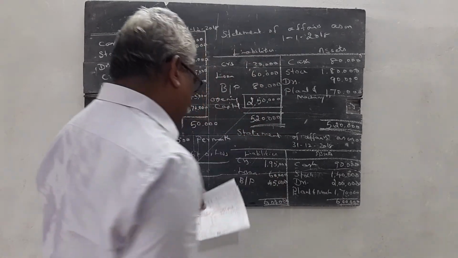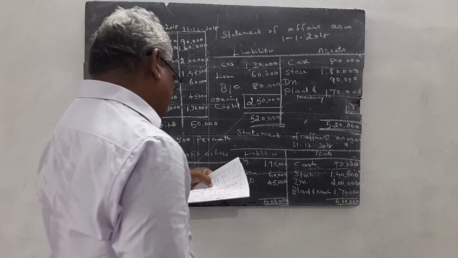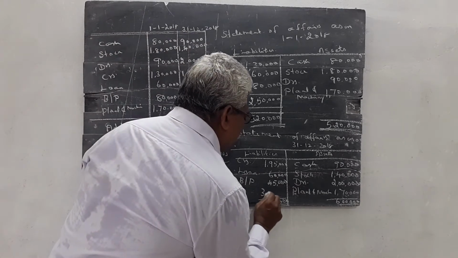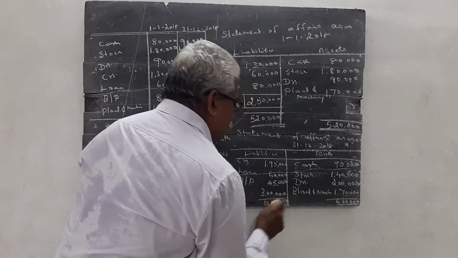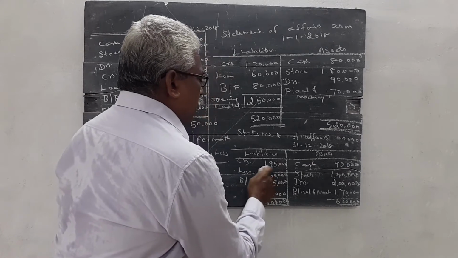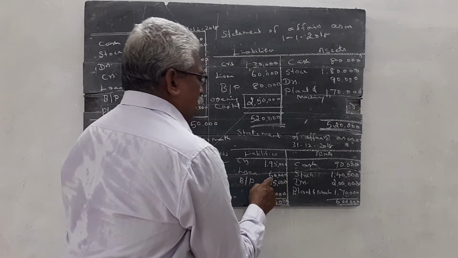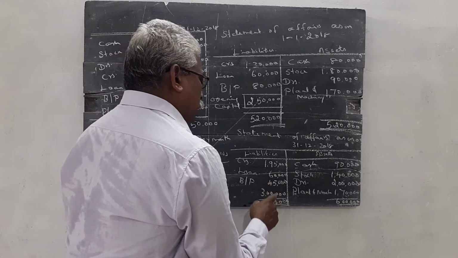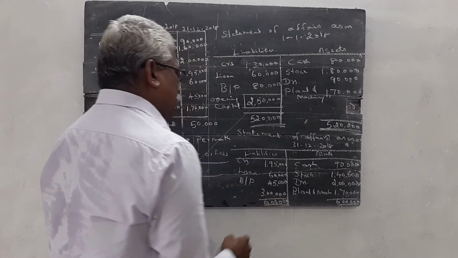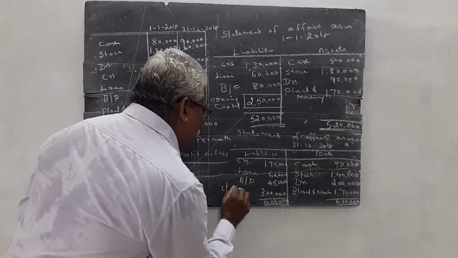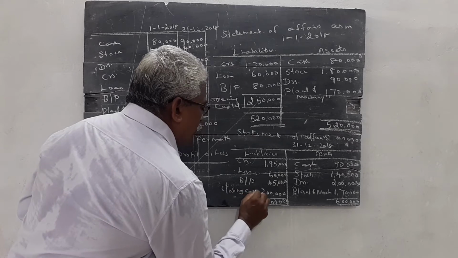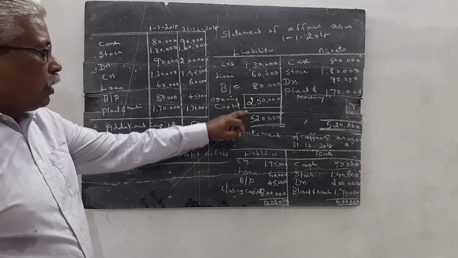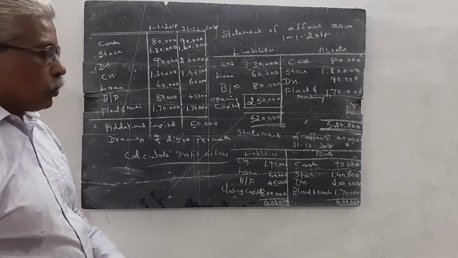6 lakhs minus this amount. We will get 3 lakhs rupees. Capital at the end we get 3 lakhs. 6 lakhs minus this amount, 1,95,000 plus 60,000 plus 45,000, which is 3 lakhs. 6 lakhs minus 3 lakhs, we get 3 lakhs. Here you write closing capital or capital at the end. So this is the opening capital. This amount, 3 lakhs, is the closing capital.